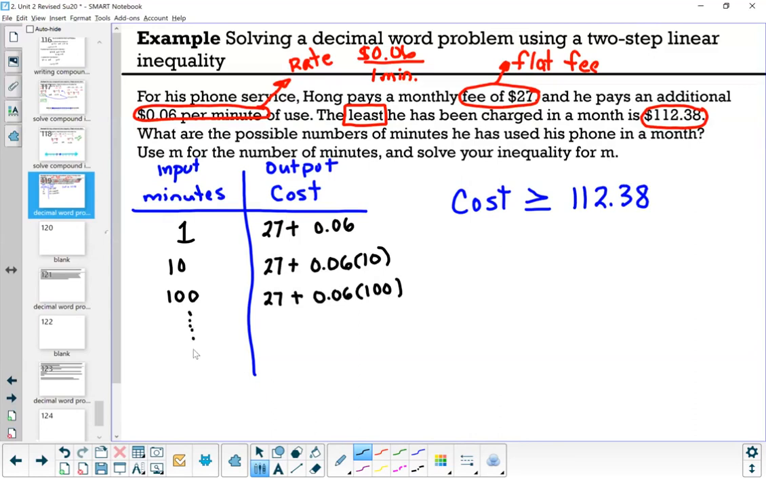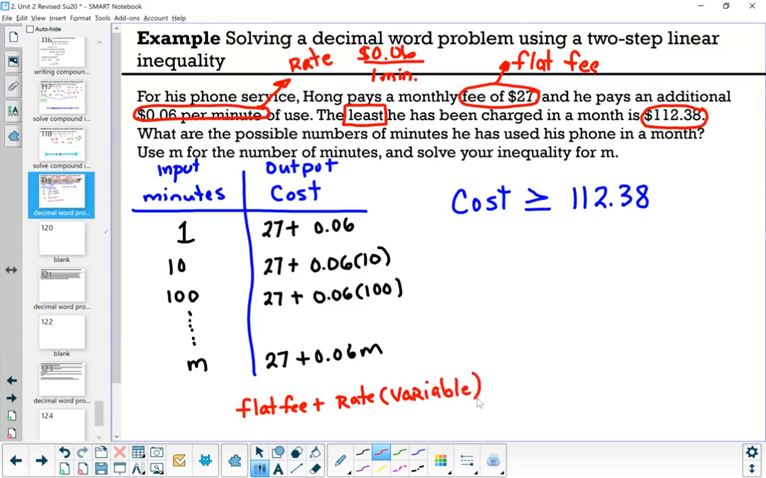So now we can generalize M minutes. See here, we can see the pattern now. So now that we can see the pattern, I know my cost is 27 plus 0.06 M. Notice how my variable is multiplied to my rate, and then I add the flat fee. So we have the flat fee plus the rate times the variable. Okay, and that's going to give us our cost.